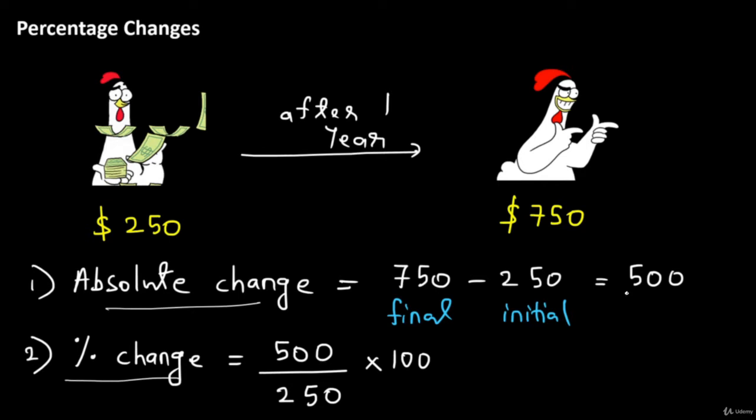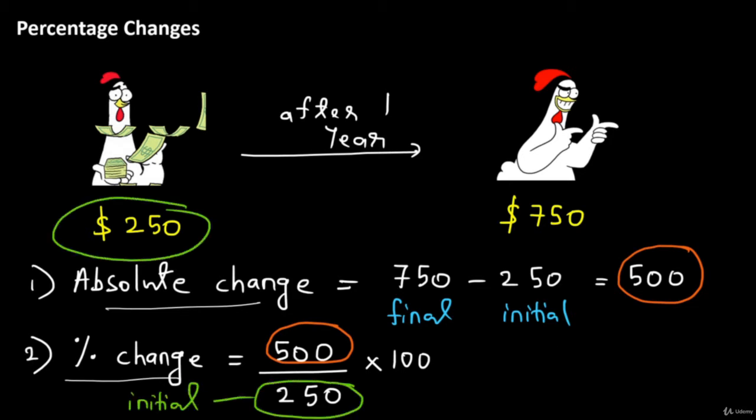What's the 500 over here? This 500 is the absolute change or the change. And what is the 250 over here? The 250 over here is the initial amount that Mr. Hen had. So the percentage change is defined as the change divided by the initial amount into 100.